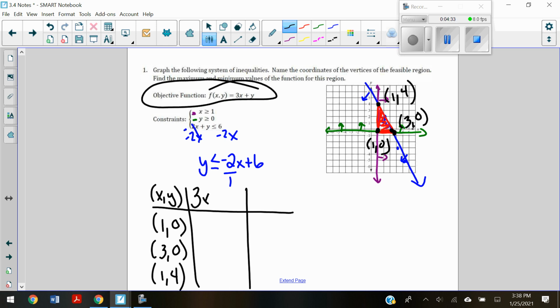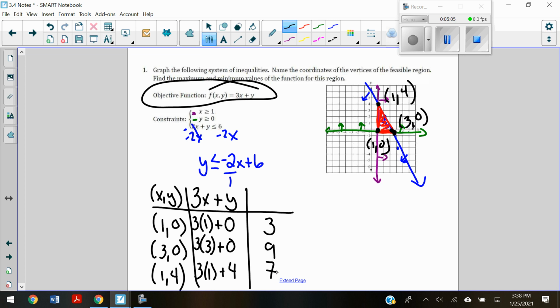So 3x plus y. I'm going to have 3, and instead of x, I'm going to plug 1 in, and then 0 in for y. And we end up with 3. That's my last column, my value. Then I'm going to do the same thing with (3, 0), and we end up with 9. And then the last step is to plug in my last point, which is (1, 4). I get 3 times 1, which is 3, plus 4 gives me 7.